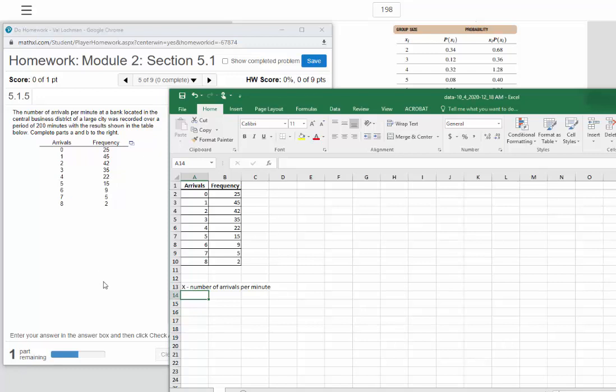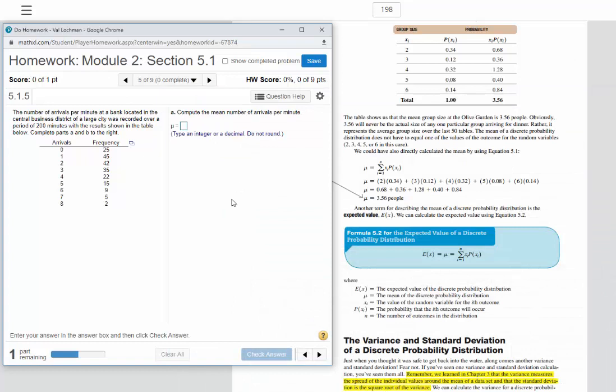So now that we know what this variable stands for, we can answer certain questions. Let's see what the first one is asking us to do. It says compute the mean number of arrivals per minute. And over here, I have your textbook opened. This is page 198. We have a formula that says the expected value or the mean of a discrete probability distribution is computed as the summation of the values of that variable times its corresponding probability.